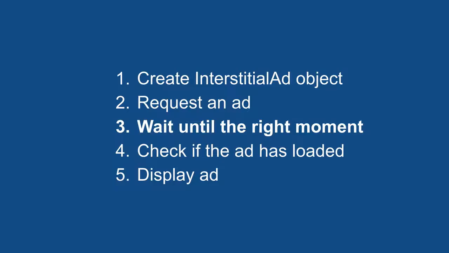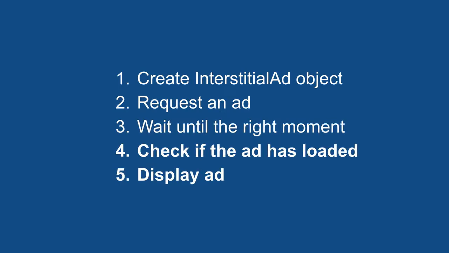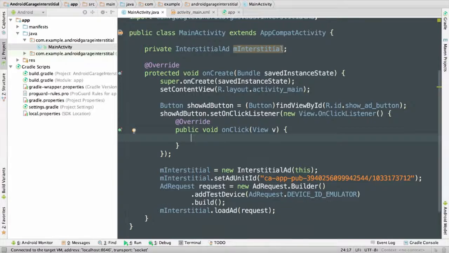Cool. All right, so step 3 is waiting until the right moment, and we're going to spend more time on this step and how to pick that right moment in our next video. But for this example, I'm just using a button to keep things simple, so waiting for the event kind of does that for me. So that brings me to the last 2 steps then, which are checking that the ad is loaded and displaying, and I'll handle those right in my onClick handler.